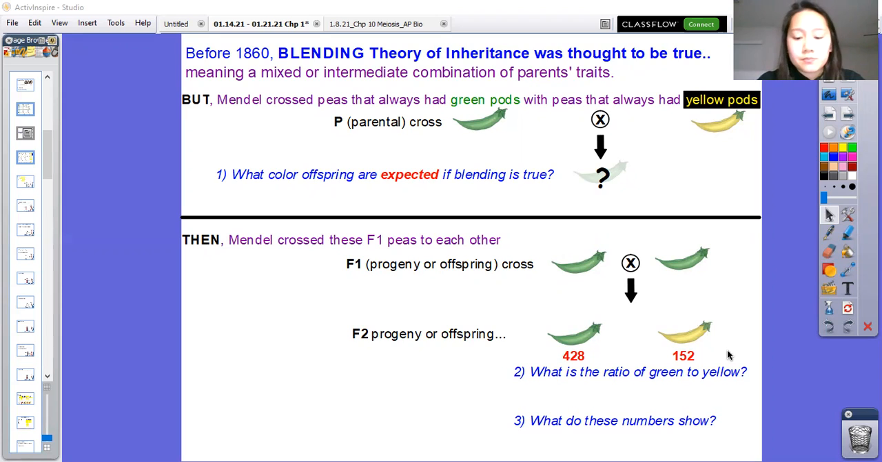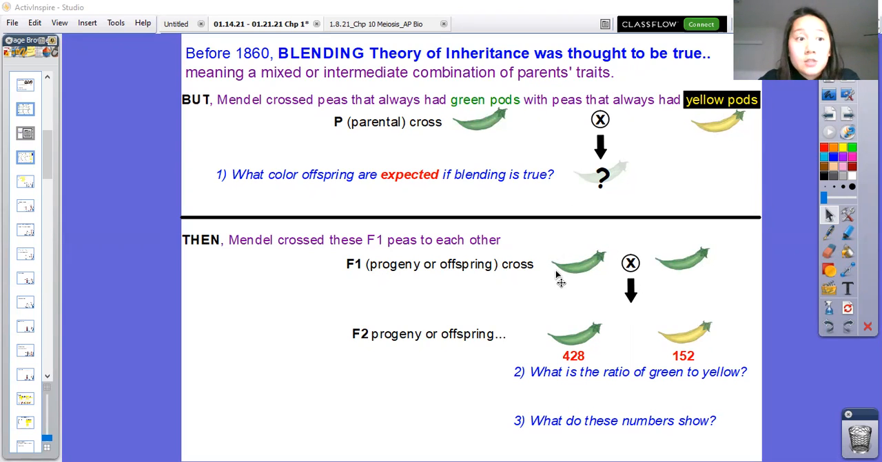So what do these numbers show? Well, they show what we were originally talking about when you cross two heterozygous from the F1, right? Over here, we know that the plant is homozygous dominant and the other plant is homozygous recessive. So all of their offspring actually ended up being this F1 progeny. So they're all green. So they all show the dominant phenotype, but they're actually all heterozygous because they got one dominant from one parent and one recessive from the other parent.